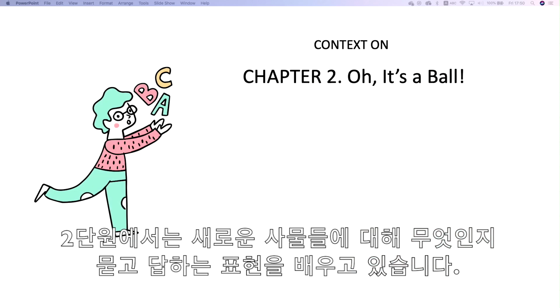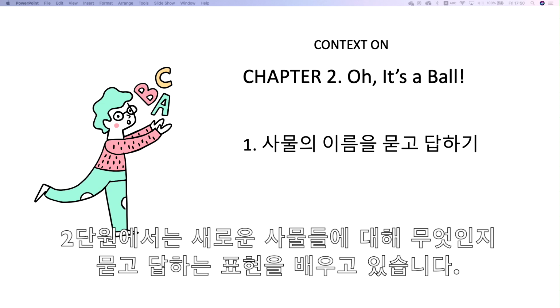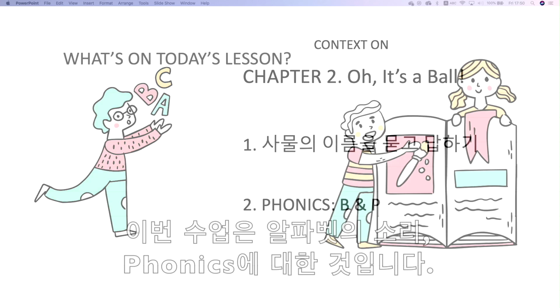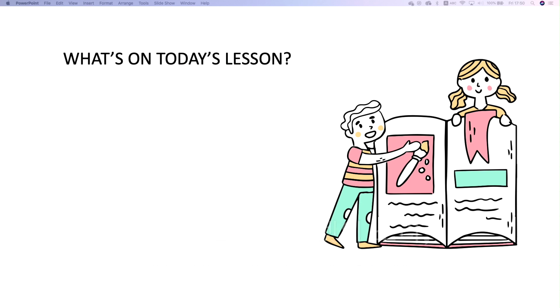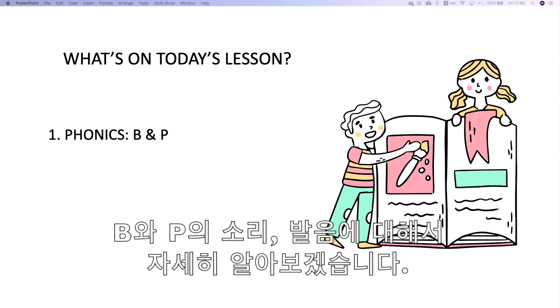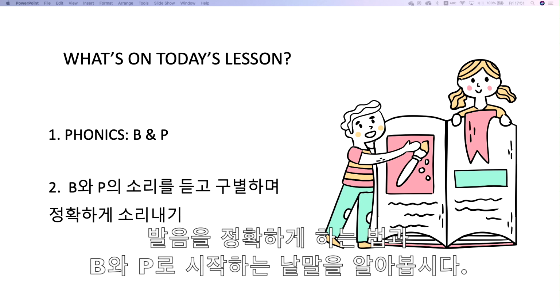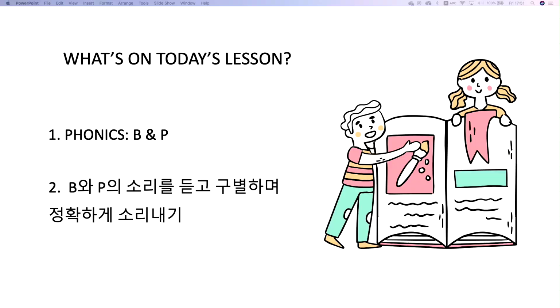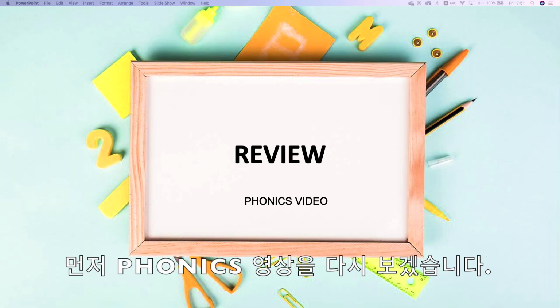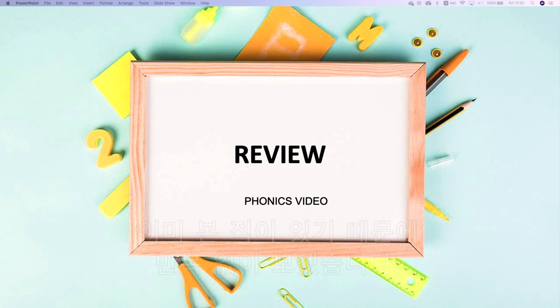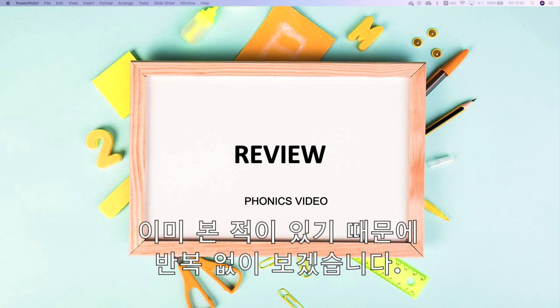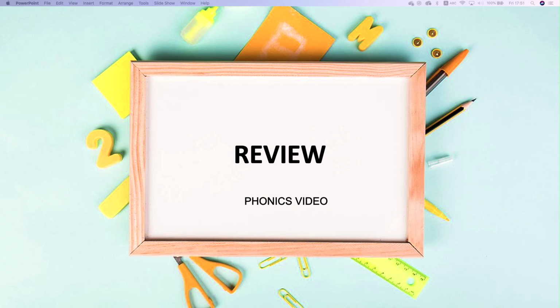In Chapter 2, we are learning how to ask about things that are new to us and how to answer those questions. Today's lesson is phonics, the letters B and P. We are going to learn how to pronounce them correctly and see the word list using B and P. First, let's watch the phonics video again. We've already watched this before, so just watch without any repetition.